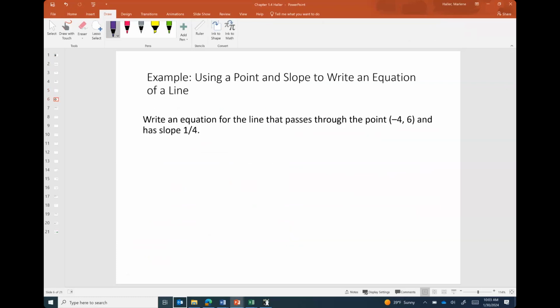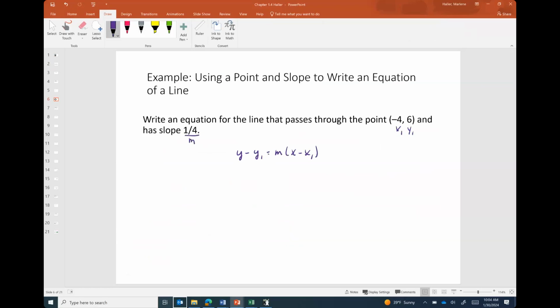So let's look at an example of writing an equation of a line in the point-slope form. All right, so our format, y minus y1 equals m times x minus x1. We want to write this equation for a line that passes through the point that has the coordinates -4, 6. So our x1 is -4, our y1 is 6. And we know that the slope is 1/4, so that's our m.